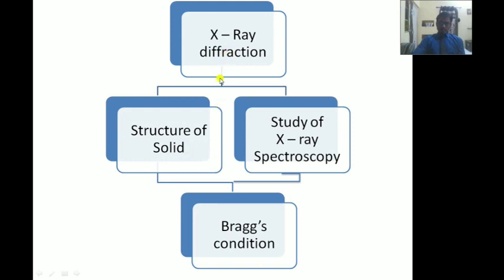So X-ray diffraction will provide information about the structure of the solid, and it also helps to study X-ray spectroscopy. But the study of the structure of solids and the study of X-ray spectroscopy both work on the principle of Bragg's condition. This is one of the key parameters of Bragg's condition. The invention of Bragg's law began an era in the field of crystallography.